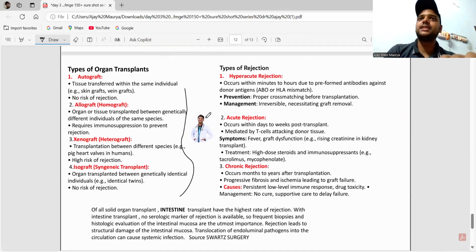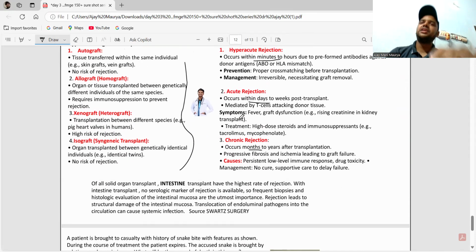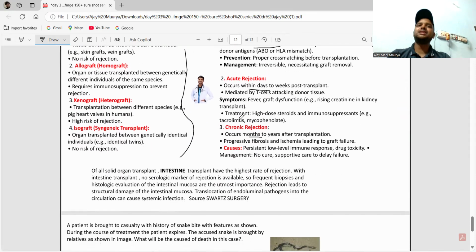Next one, rejections. Hyperacute rejection, acute rejection, and chronic rejection. Hyperacute means what? Occurs within minutes to hours. Acute rejection occurs within days to weeks. Chronic rejection occurs within months to years. Let's remember this. Okay. Next, in one of the examinations, they asked which of the following organs has the highest rate of rejection.